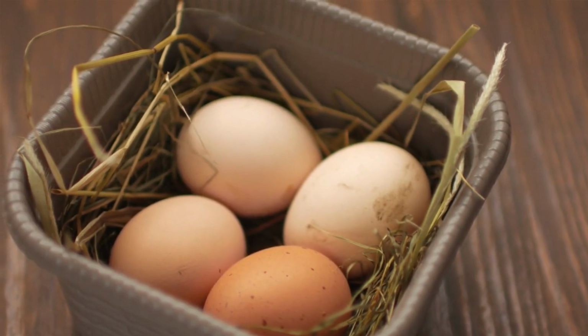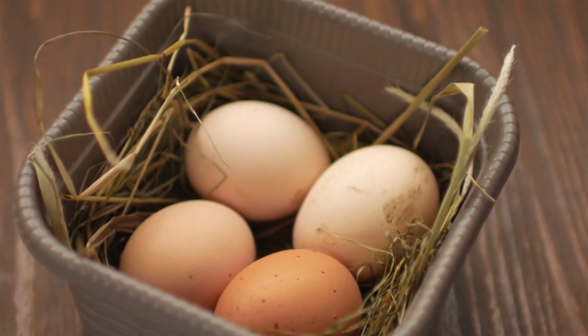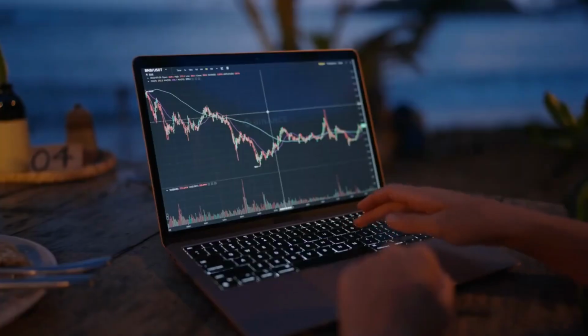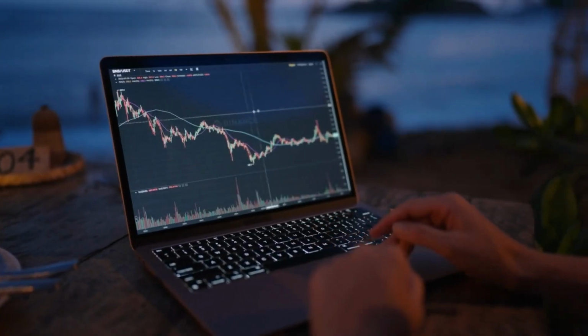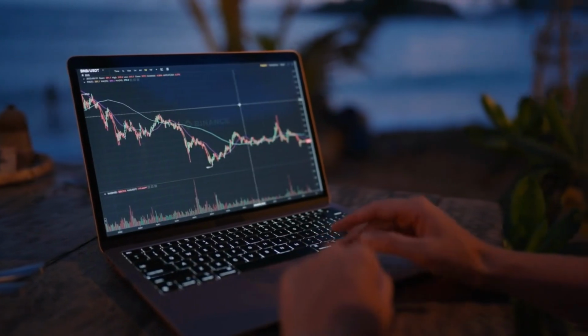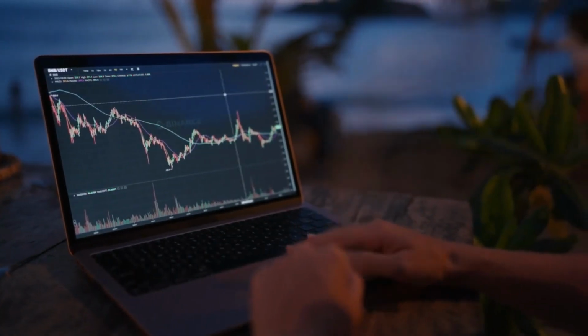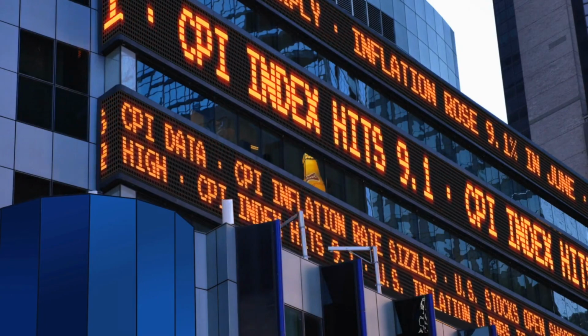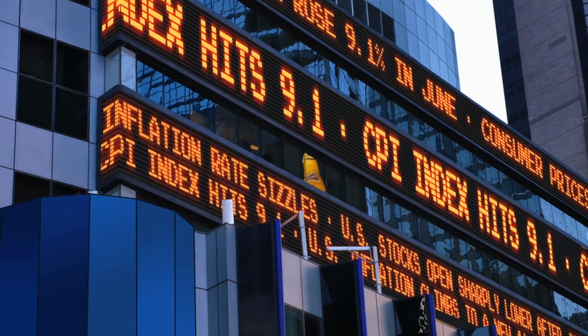Have you ever heard the saying, don't put all your eggs in one basket? Well, the same advice applies to currency investments. When investors put all their money into one currency, it can be risky if that currency's value suddenly drops. That's why many investors diversify their portfolios and spread their investments across multiple currencies. But what happens when the US dollar loses its status as a dominant currency?